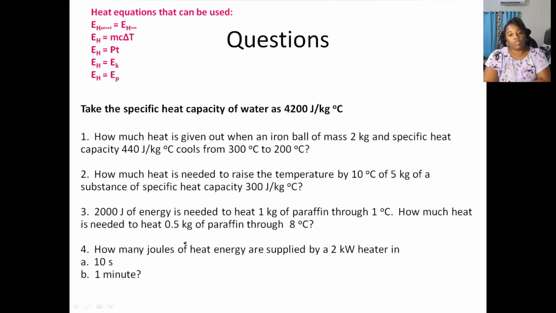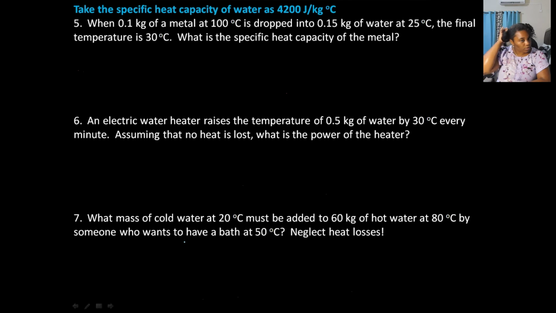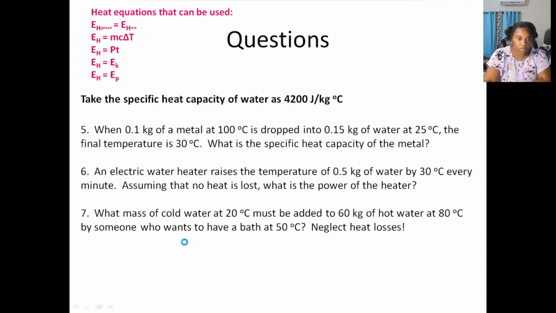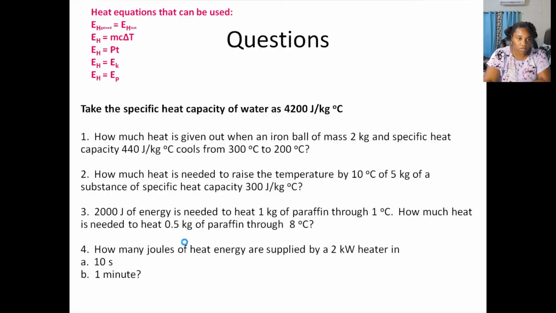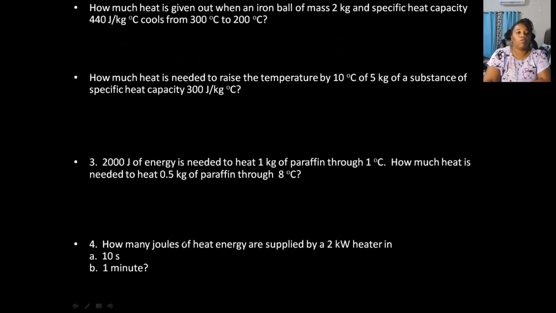And here we have some questions which we're going to tackle now. Question 4: How much heat is given out when an iron ball of mass 2 kilograms and specific heat capacity 440 joules per kilogram degree Celsius cools from 300 to 200 degrees? So we want to know how much heat is given out. We're going to list. So mass is 2 kilograms.